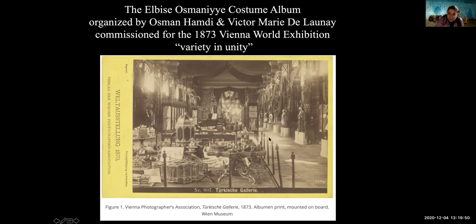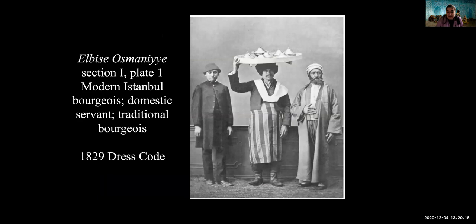They were there to talk about the objects and about Ottoman life, culture and history, and also to sell some books that the Ottoman government had commissioned and produced for this exhibition, including a book of Ottoman costumes that was displayed at this show.